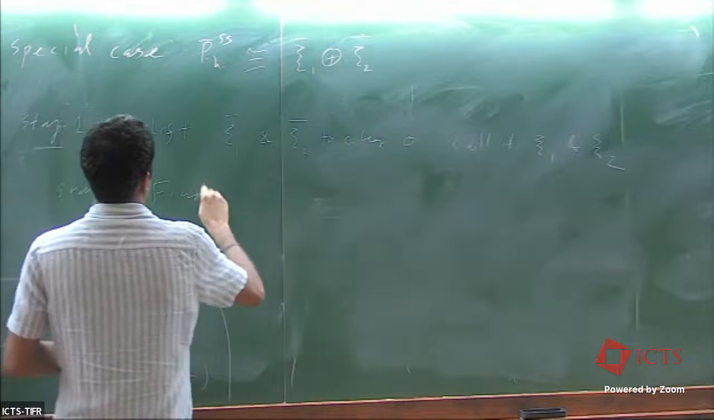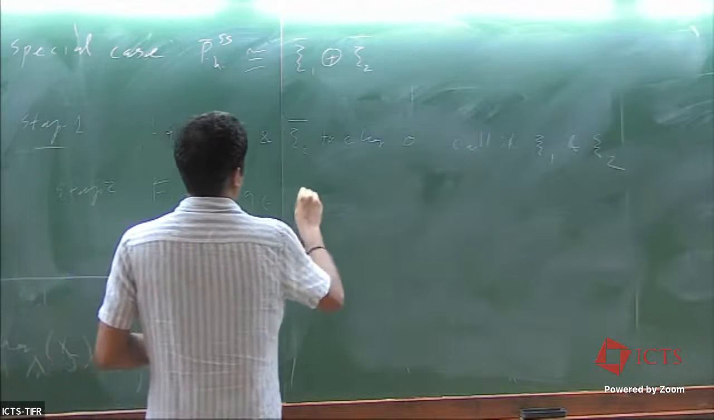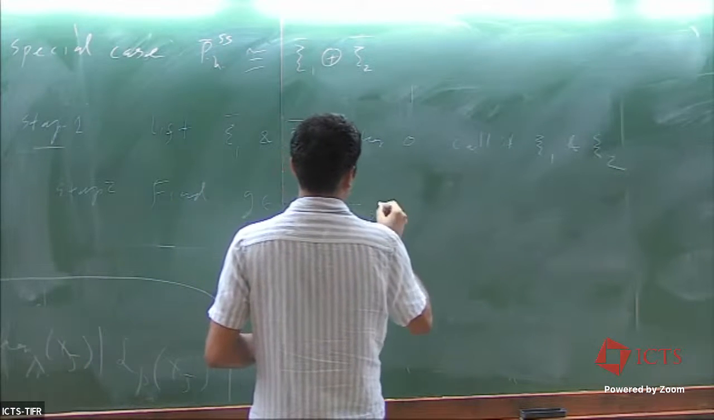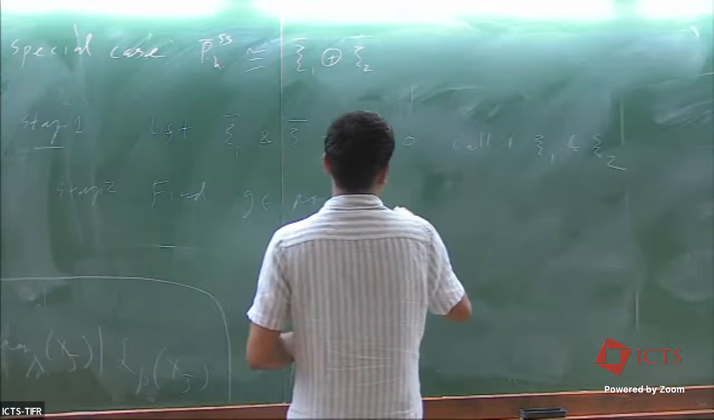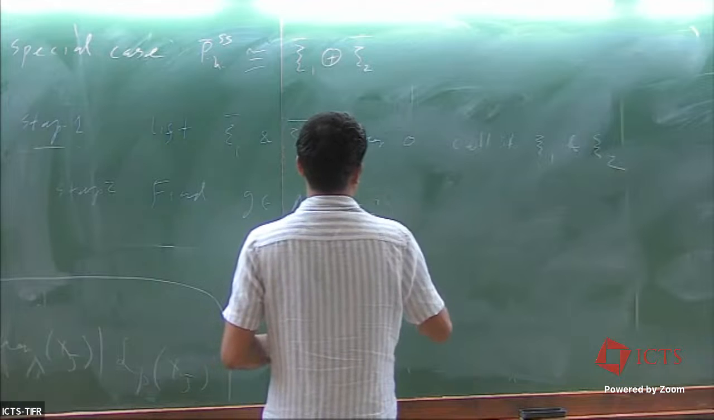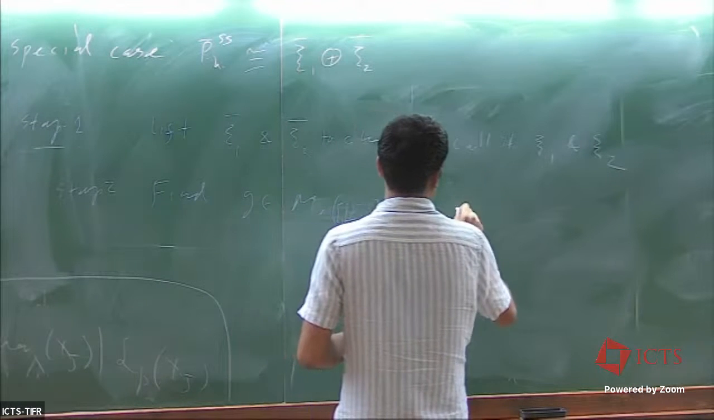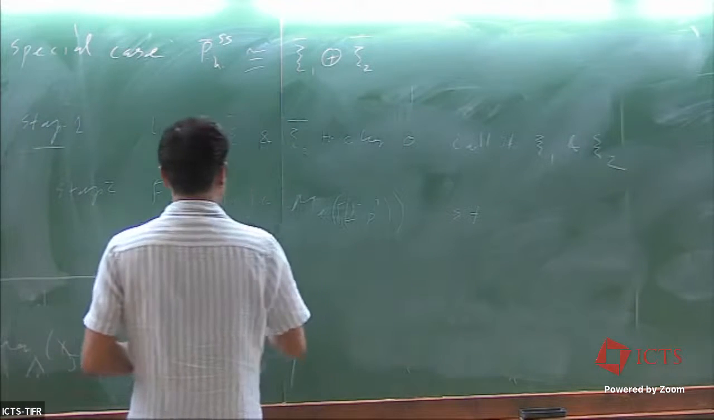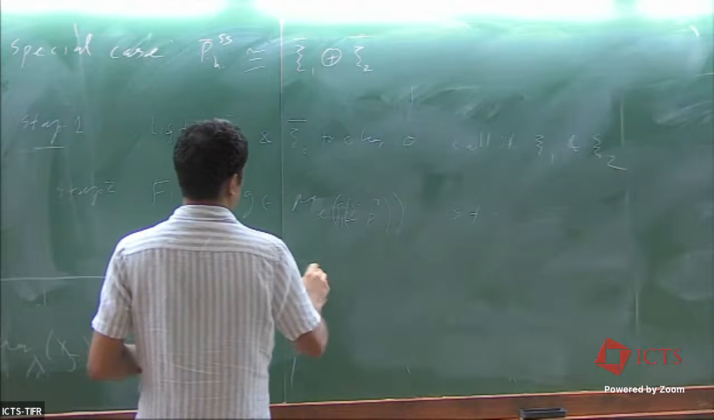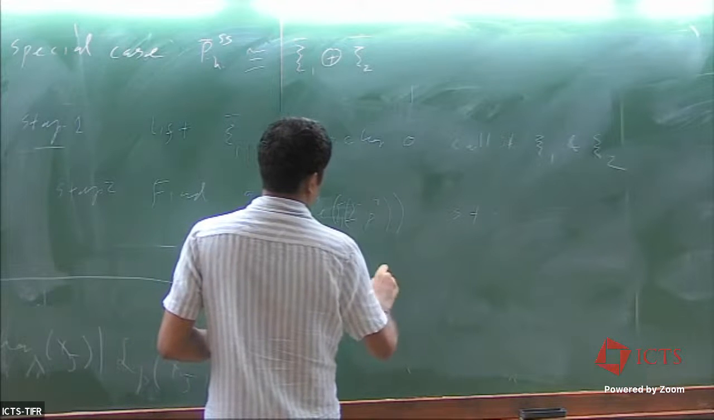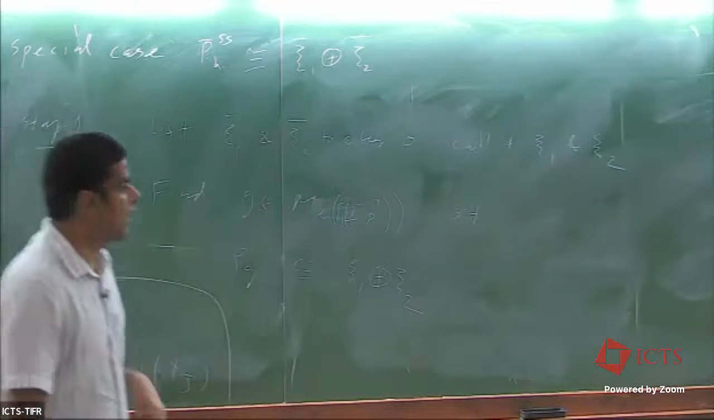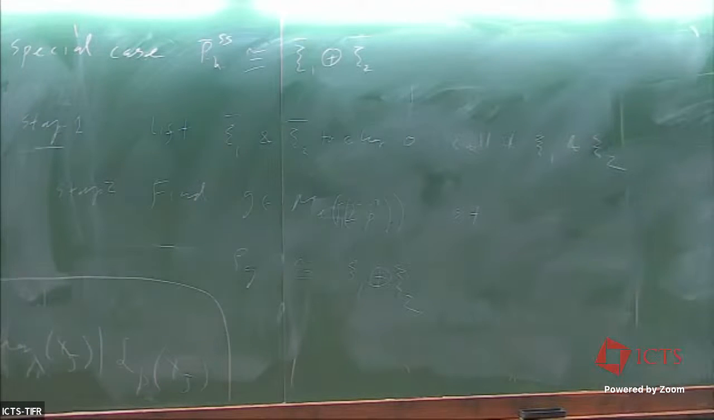Step 2 would be to find G belonging to ML of I, some power may appear here, ML gamma 1, such that rho_G, you can in fact find a new form, rho_G is isomorphic to zeta 1 direct sum zeta 2. So once we have that, then the rest is easy.